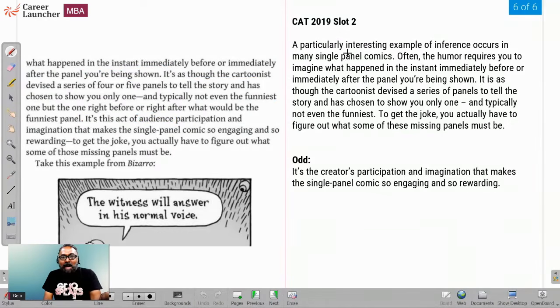This makes sense. A particularly interesting example of inference occurs in many single panel comics. Often the humor requires you to imagine what happens in the instant immediately before or immediately after the panel is shown. It is as though the cartoonist devises a series of panels to tell you the story and has chosen to show you only one, and typically not even the funniest. To get the joke, you actually have to figure out the creator's participation.